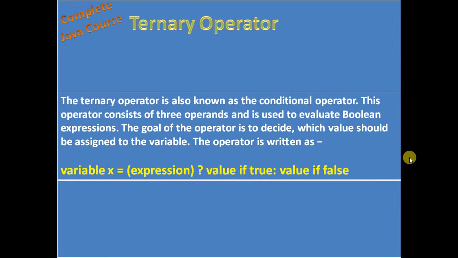So what is the ternary operator? The ternary operator is also known as the conditional operator. This operator consists of three operands and is used to evaluate a Boolean expression. The goal of the operator is to decide which value should be assigned to the variable. The operator is written as variable x, then expression, then question mark, then value if true, colon, value if false.